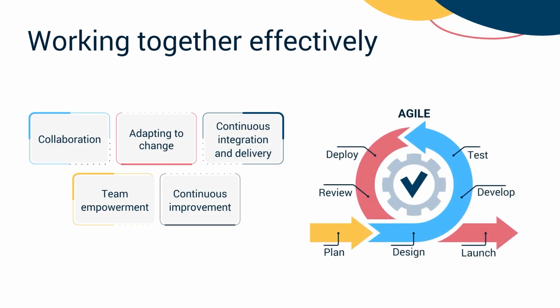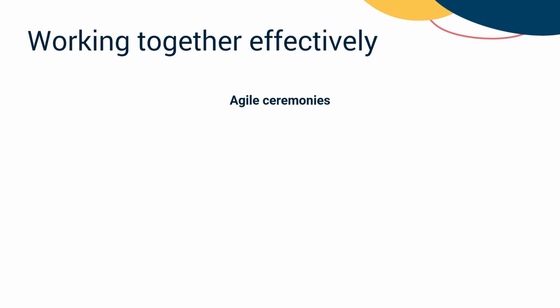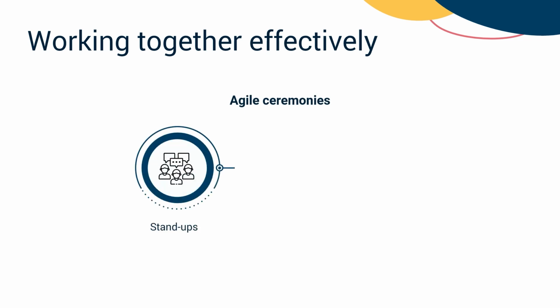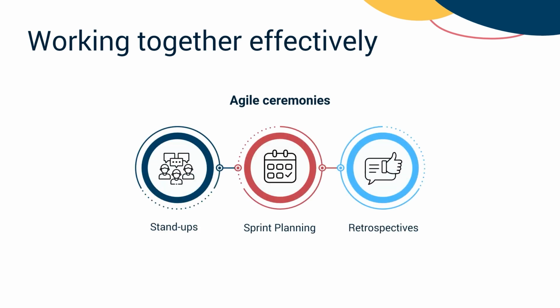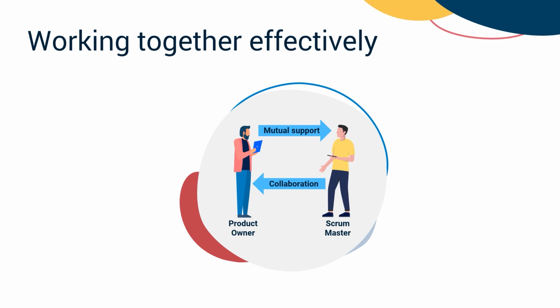Now that we've explored the 5 best practices, let's see how they come together in daily work through Agile ceremonies and team collaboration. The foundation lies in Agile ceremonies: stand-ups, sprint planning, and retrospectives. These ceremonies provide structured opportunities where the product owner and Scrum Master partner, each respecting the other's role while offering support when needed. During these Agile ceremonies, each role contributes distinct value.